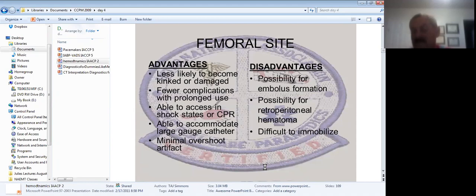Some of the disadvantages: it's impossible also to immobilize this region. There is the possibility of embolus formation, and emboli that form here are very likely to return and hit some important structure. There is the possibility of a peritoneal, retroperitoneal hematoma if you were to blow through the vessel. And of course, the primary problem with the femoral site is that it is in the inguinal area, and the risk of infection is just enormously high. As a matter of fact, they're virtually all considered infected.